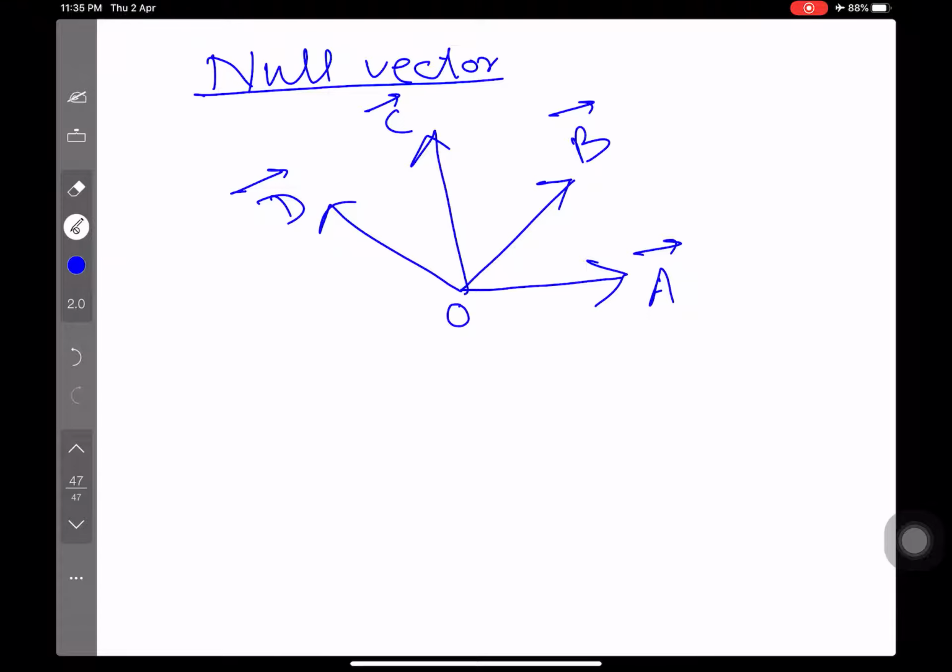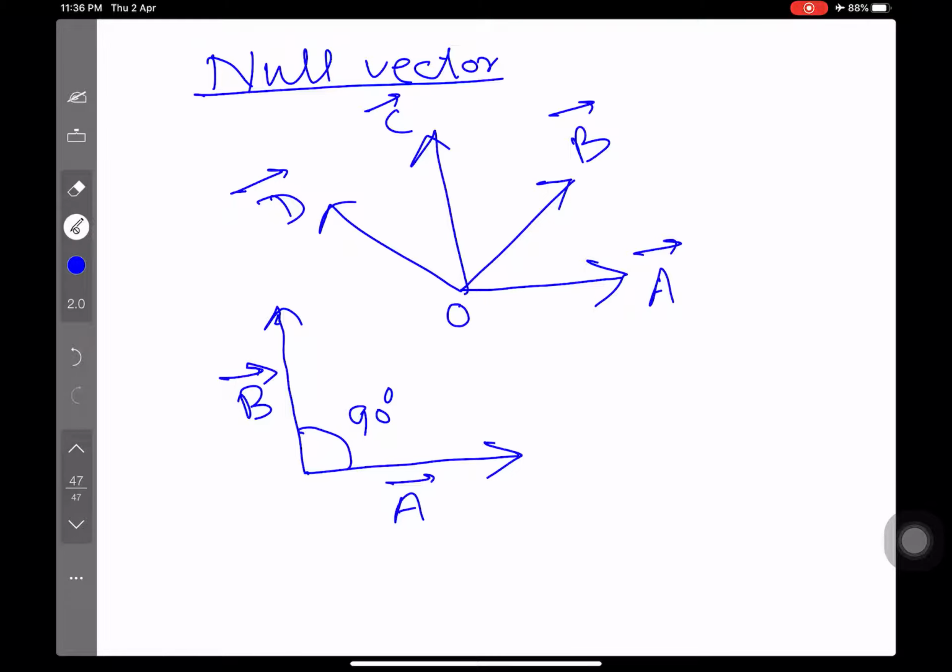Then we have coplanar vectors. The vectors which lie in the same plane are called coplanar vectors. Then we have orthogonal vectors. Two vectors are said to be orthogonal if they are perpendicular to each other. That is, if the angle between them is 90 degrees. For example, if vector A is like this and vector B is perpendicular to vector A, so this angle is 90 degrees, then A and B are called orthogonal vectors.